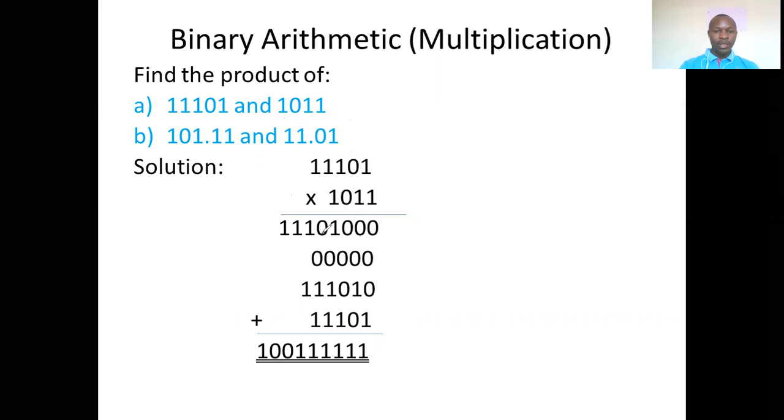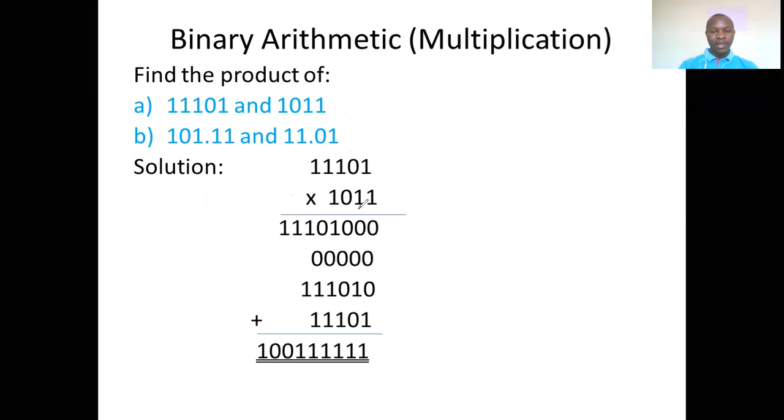1 by 0, that's a 0. 1 by 1, that's a 1. 1 by 1, that's a 1. And 1 by 1, that's another 1. Next, we are now going to multiply by 0. So we put zeros under this one, a 0 under this one, and a 0 under that one. And then we multiply all the numbers that are on top by 0, and we get zeros throughout.